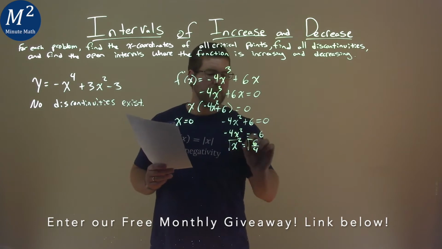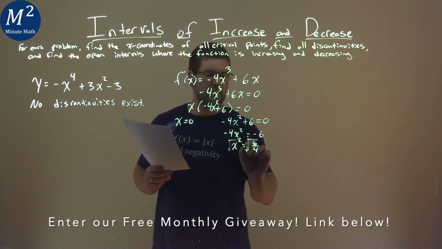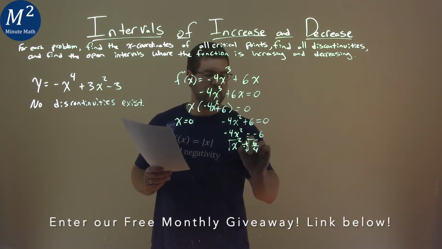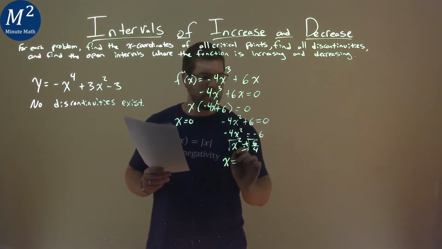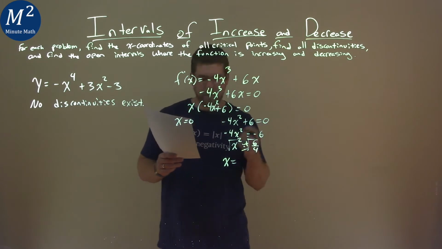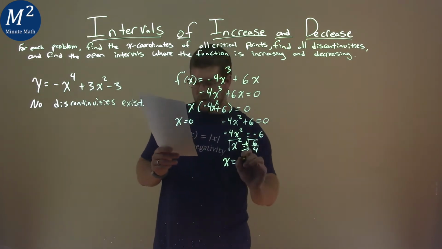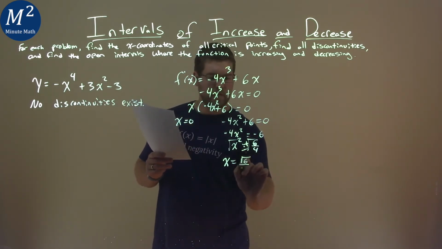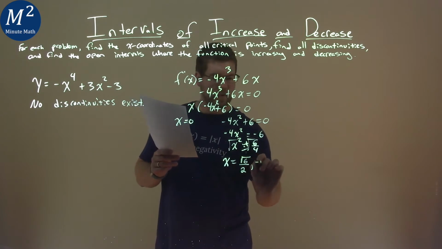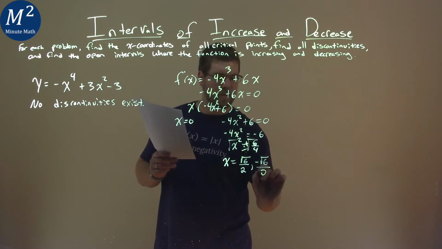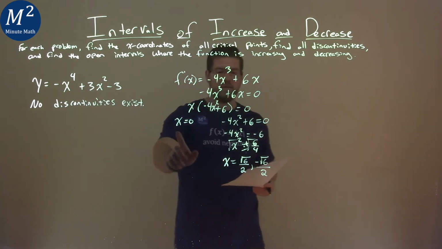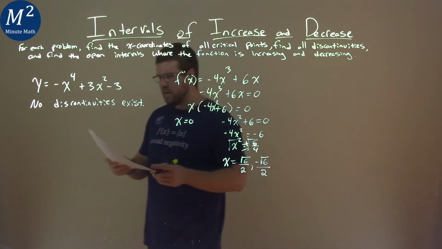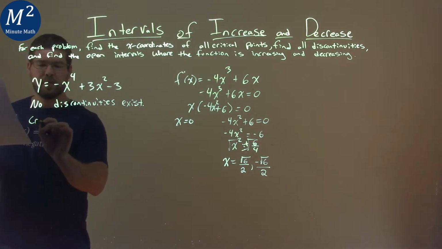I take the square root of both sides here. Make sure it's plus and minus. This one's a minus. And so we have x equals the square root of 6/4 plus or minus, which comes out to be the square root of 6 over 2, and the negative square root of 6 over 2. That's your plus and minus here. Okay, so we actually have three values, three critical points here. So we can write it out here, critical points.